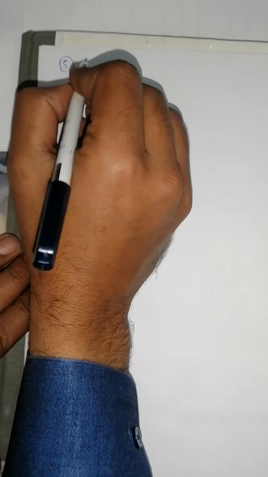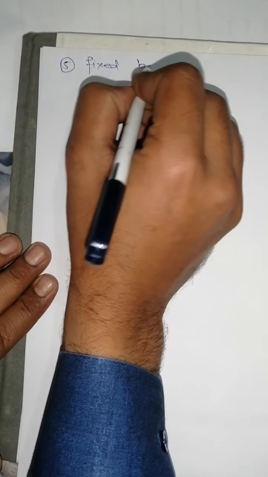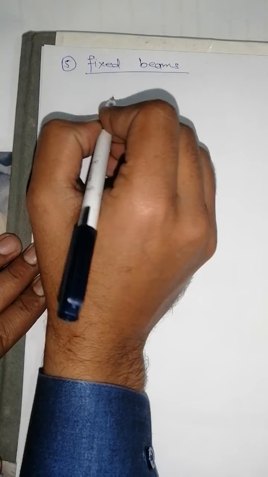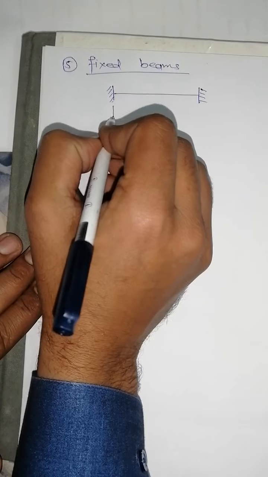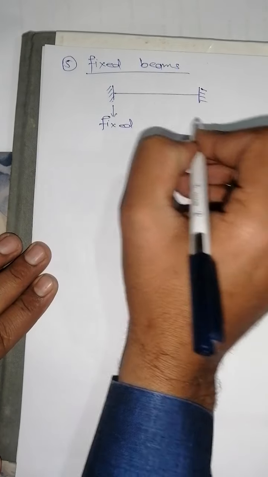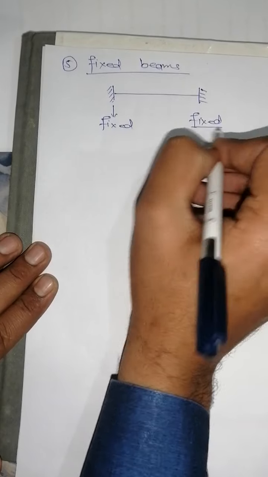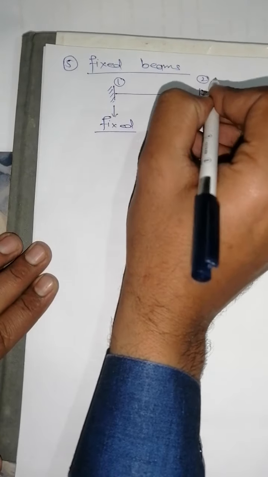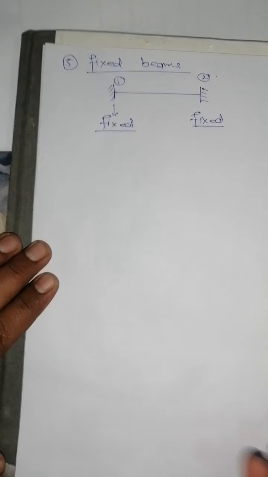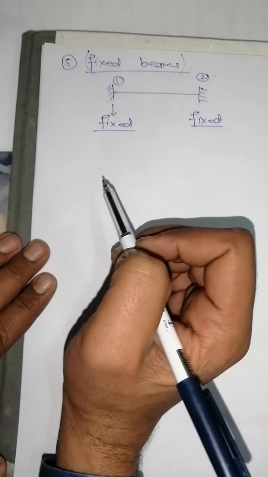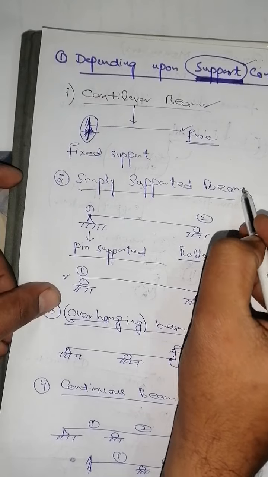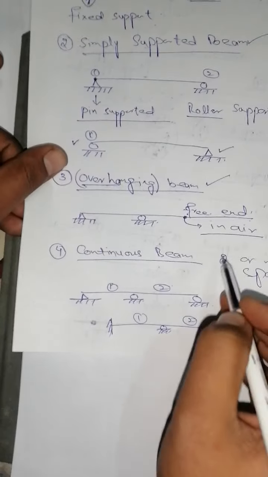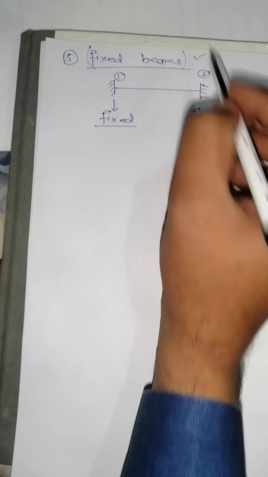On fifth number, we have the fixed beam. As the name suggests, this beam has both ends fixed. Both ends fixed means this end has a fixed support and this end also has a fixed support. So near end and far end, both have fixed support. So the beam will be a fixed beam. So these are five types. The first type of beam according to support conditions is the cantilever beam, then simply supported beams, overhanging beams, continuous beams, and the fifth type is the fixed beam.